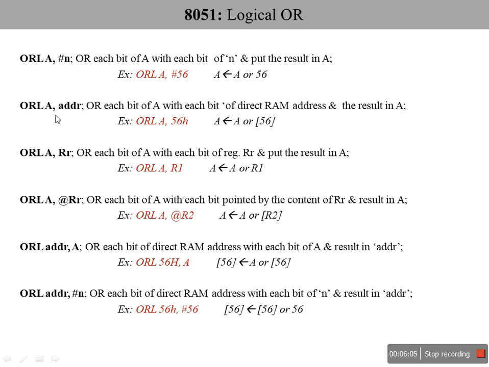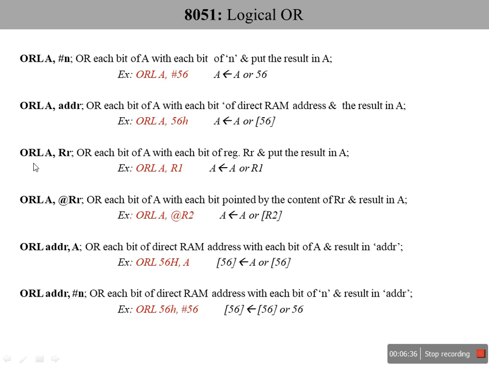Similarly, a direct way of giving the address of an operand here is ORL A comma address. In this instruction, the address of the operand with which the OR operation needs to be performed is given. For example, ORL A comma 56. Here, the logical OR operation will be done bit by bit between the content of the accumulator and the content of the memory location whose address is 56, and the result will be in the accumulator only.